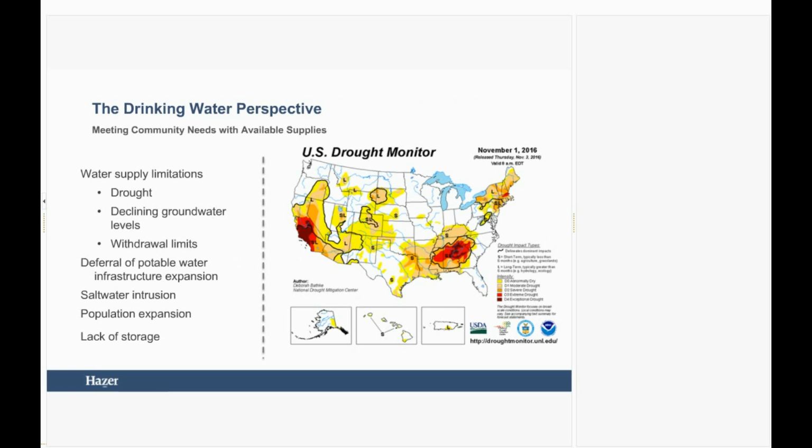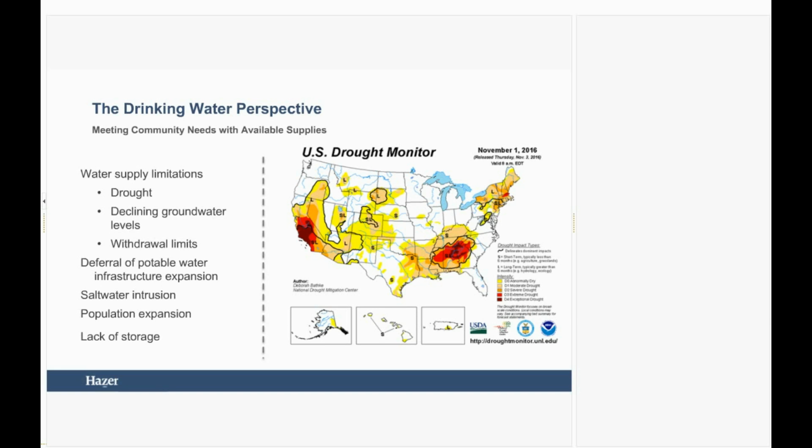So from a drinking water perspective and from drinking water drivers for reuse in the US, a lot of it is about drought and a lot of it is about water availability. But also it can be about the deferral of potable water infrastructure. If we have effective potable reuse systems, that may avoid the need for additional drinking water plants or for increasing the size of those water plants. Seawater intrusion is an issue, particularly on the west coast and in Florida, where groundwater is used. And we have, as I mentioned before, population and lack of storage.